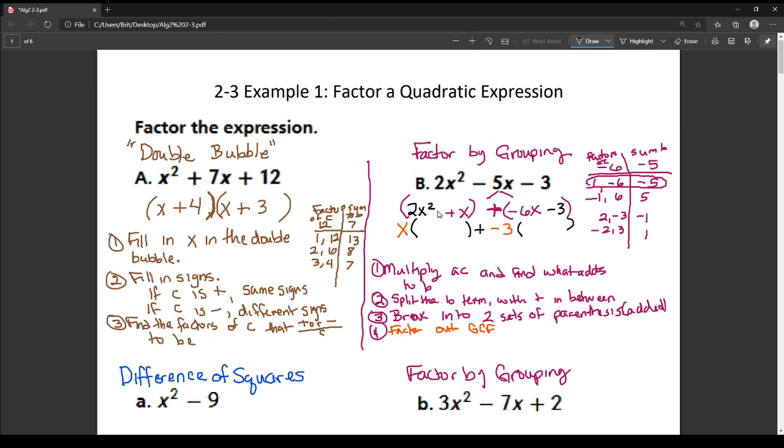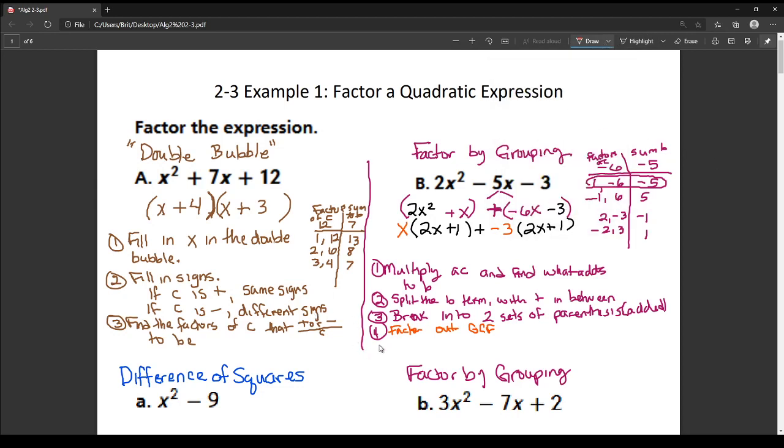Alright, so 2x squared divided by x is 2x, and x divided by x is 1. Here, negative 6x divided by negative 3 is 2x, and negative 3 divided by negative 3 is a positive 1. Now, do you see that there's a matching set of parentheses? That's what you need, okay, for this expression.